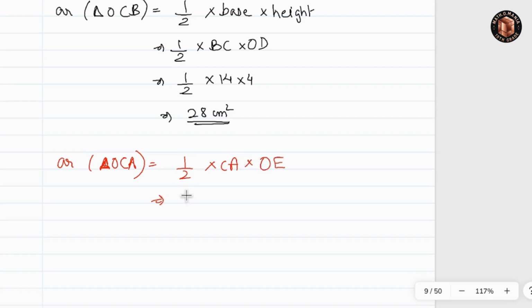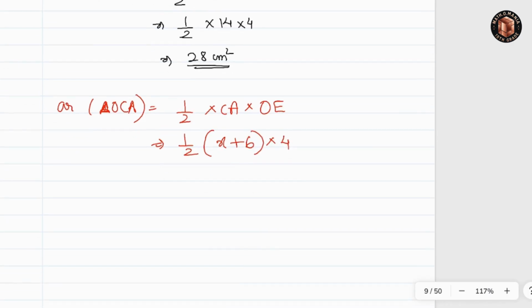Which is equal to half into x. What is AC here? AC equal to x plus 6 into OE equal to 4, right? Which is equal to half into this one, and this I can cancel, and what will happen? So here it will become 2 into x plus 6, which is equal to 2x plus 12, right? That means 2x plus 12 centimeter square is the value for the area of the triangle OCA.